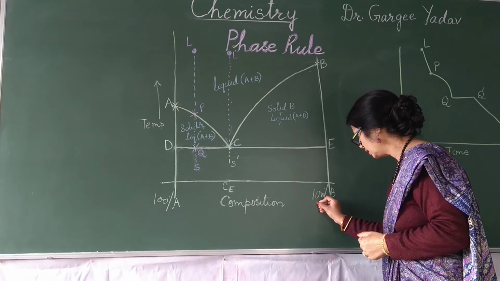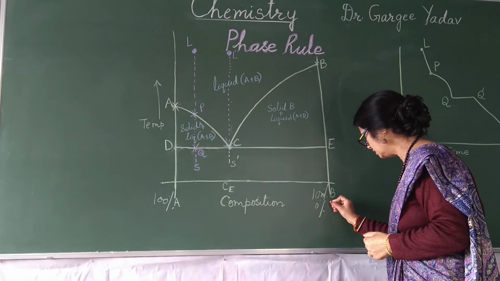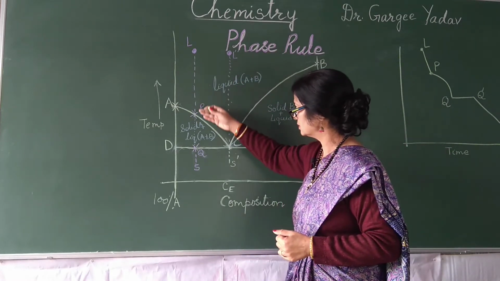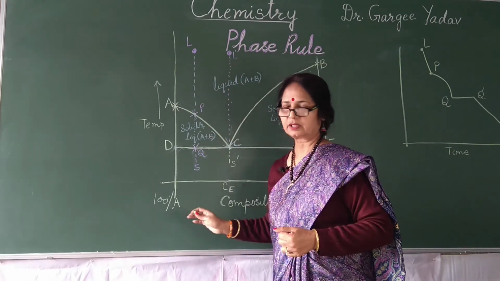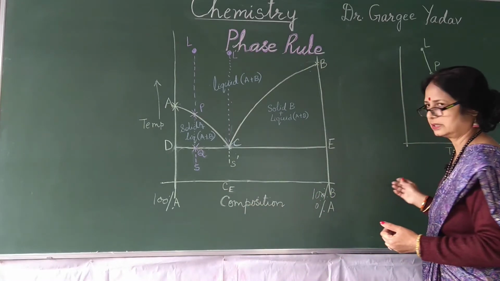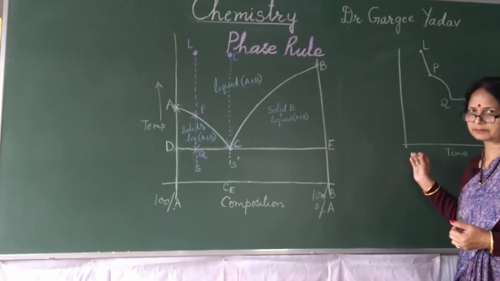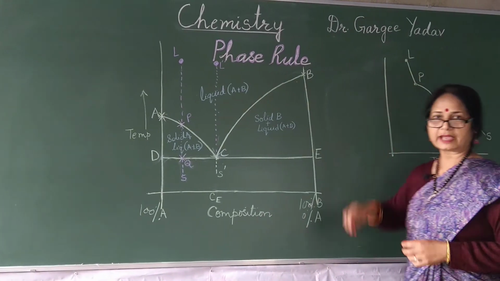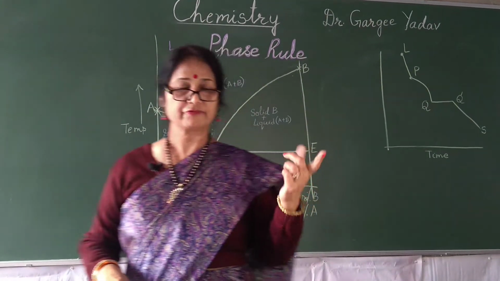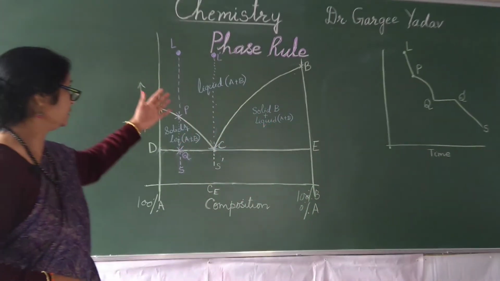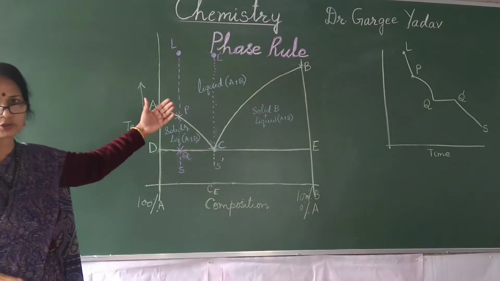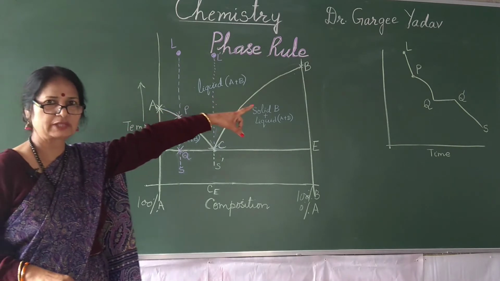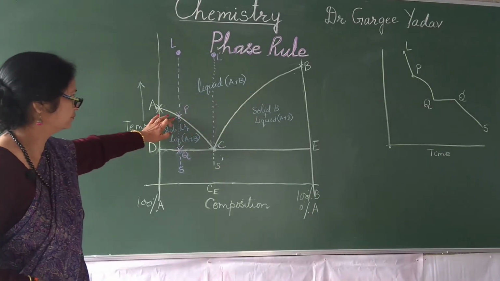Now if we plot the temperature and time graph for this system L to S, it will come out to be something like this. Here L to P, the curve LP, represents cooling of the liquid. And at point P, just refer to that graph, what will happen?